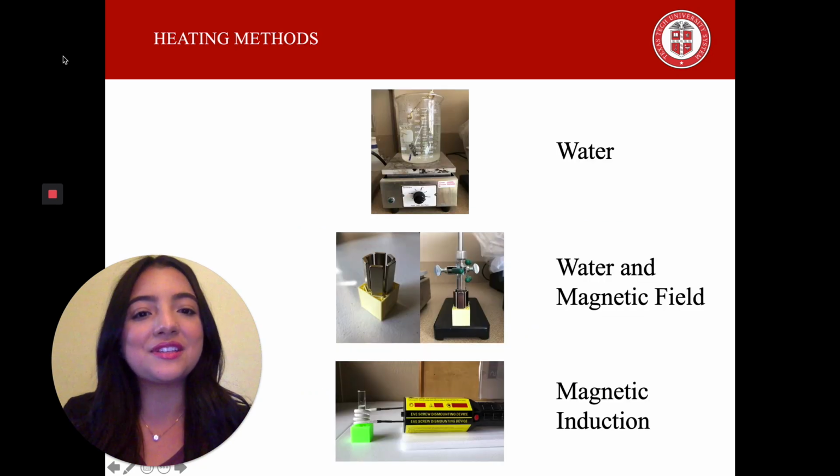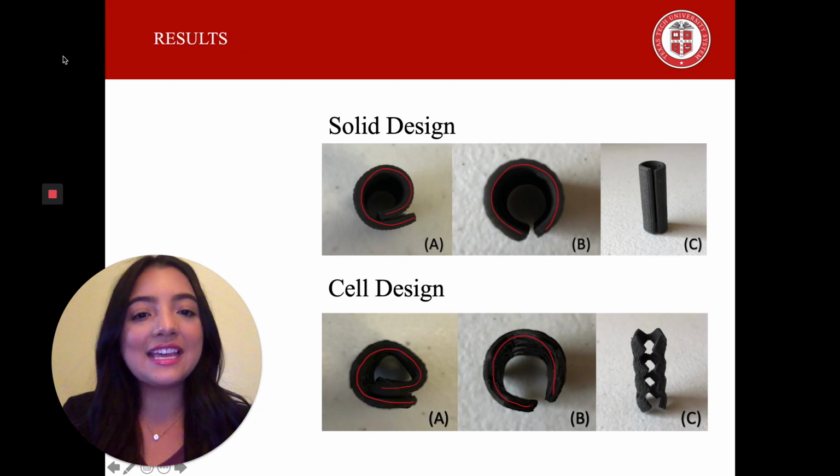This was done by using three methods to analyze the heart stents, which are heating by boiling water to the glass transition temperature of the material, heating with water in a magnetic field, which is achieved by creating a magnetic fence for the sample to sit in, and magnetic induction. Experiments were designed to analyze the capabilities of the heart stents to transform from a compressed state to an expanded state, to determine the shape recovery capabilities of each sample.